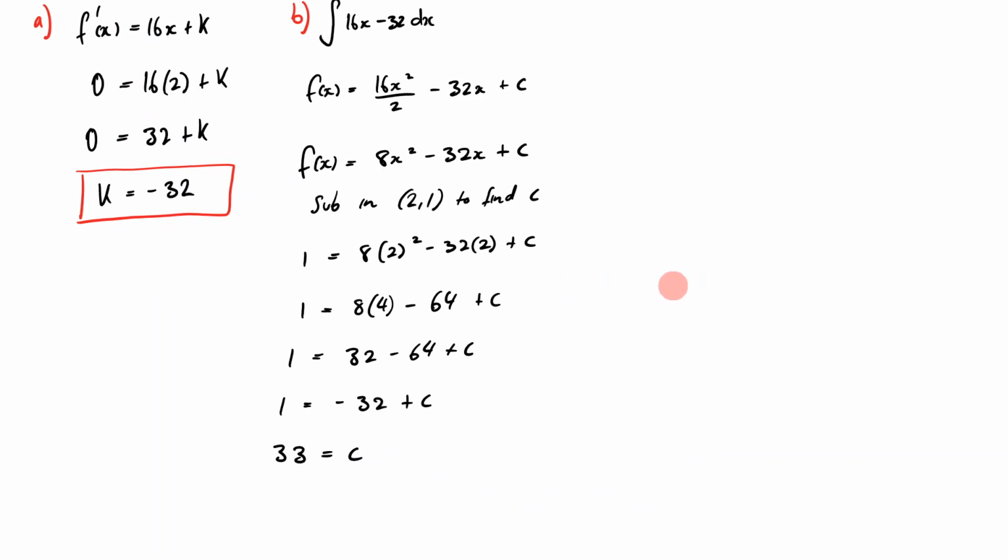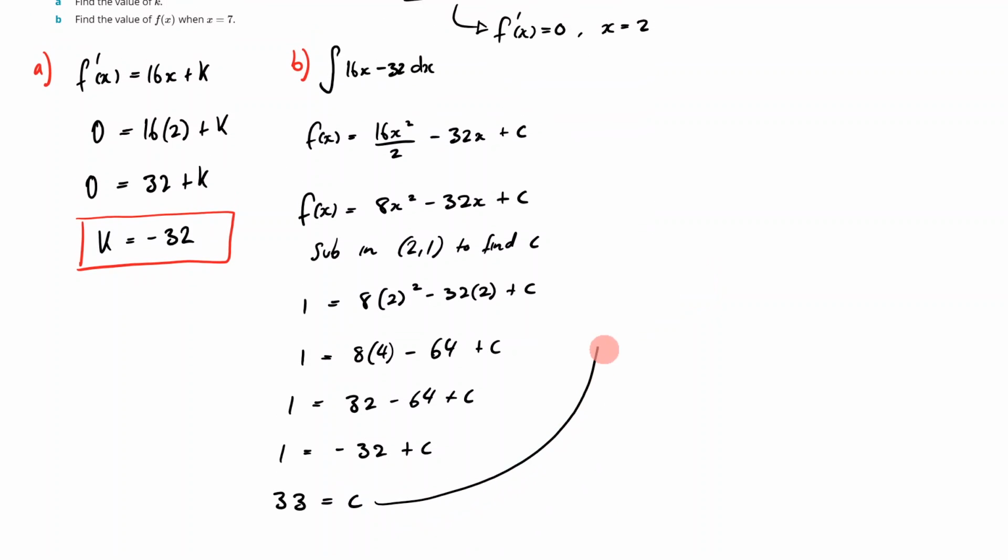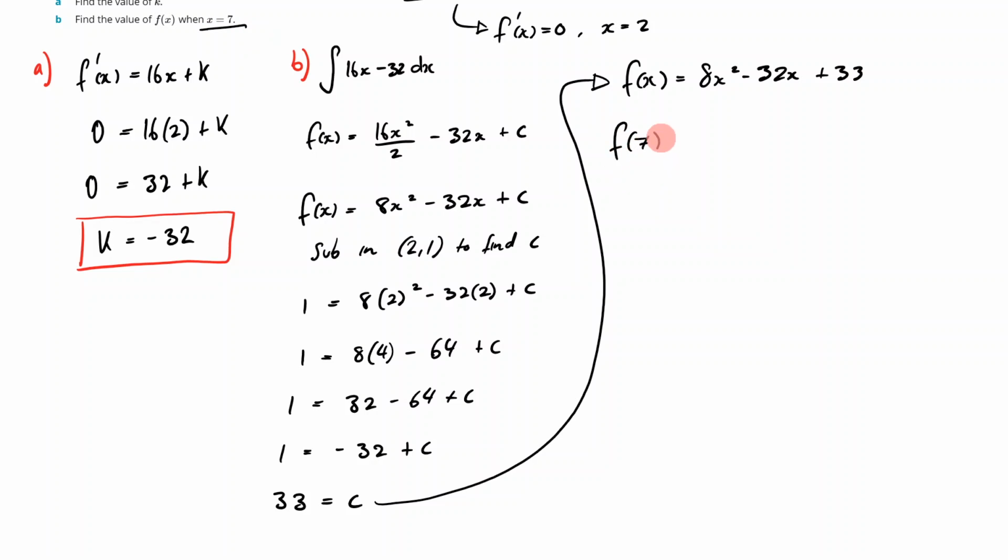Now, I'm not done yet. I'm not done yet, because the question didn't merely want me to tell you what f of x is equal to, but I can say what it is now. It's going to be 8x squared minus 32x, but instead of saying plus c, I'm going to say plus 33 now. But it actually didn't want that. It wants me to say what it is when x is equal to 7. So I'm going to have to put 7 into this.